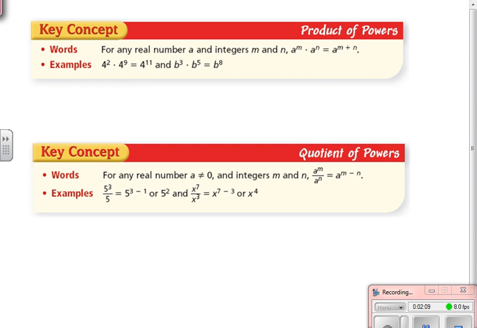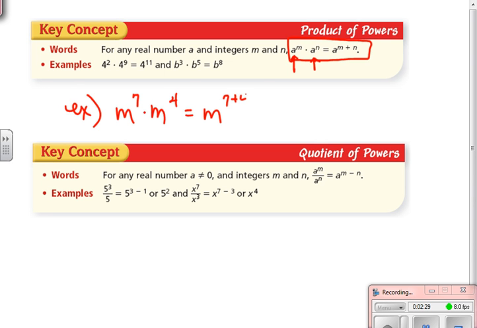For any real number, this is the rule, the product of powers. If I am multiplying like bases, I add the exponents. So for example, if I have m to the seventh times m to the fourth, I really have m to the 7 plus 4, which is m to the 11. And that is a review concept.